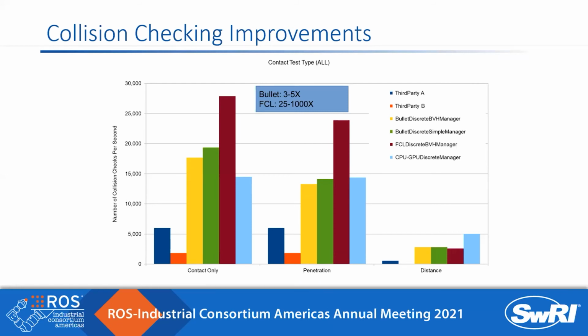Also, as part of this, we implemented a new collision checker that has both CPU and GPU support. As you can see on the distance, the CPU GPU implementation provided about a 2x improvement, and that's the CPU. I haven't rerun the GPU data, but the GPU is quite a bit faster for both distance and all the aspects. So next slide.